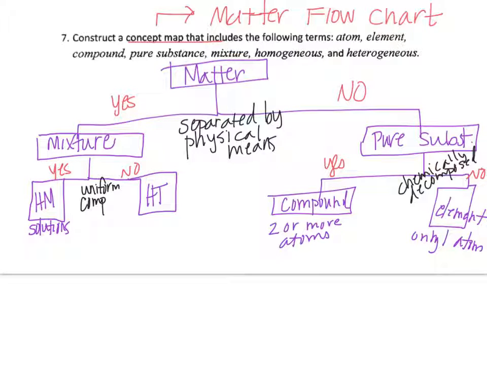If the answer to the question of separated by physical means was no, then we go over here and we say we have a pure substance. Then, of course, we ask ourselves, can it be chemically decomposed? If the answer is yes, we know we have a compound. Remember, a compound is made up of two or more atoms from the elements that are chemically combined. If the answer to chemically decomposed was no, then we know we have an element. And remember, an element is only one kind of atom. If I were you, I would look at the matter flow chart in our notes. It probably is less messy than mine, and it explains it a little bit more extensively.